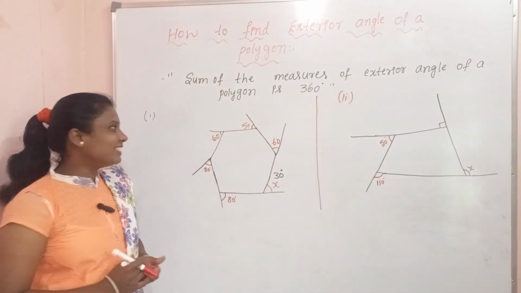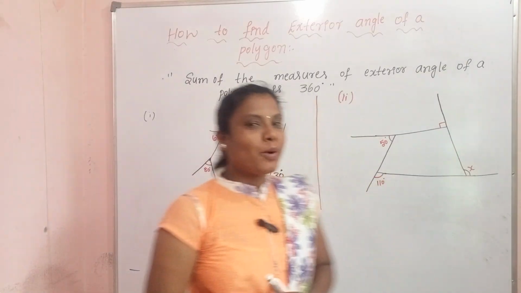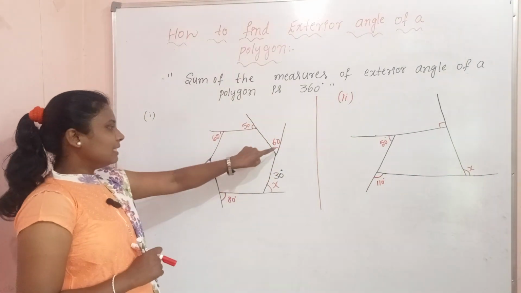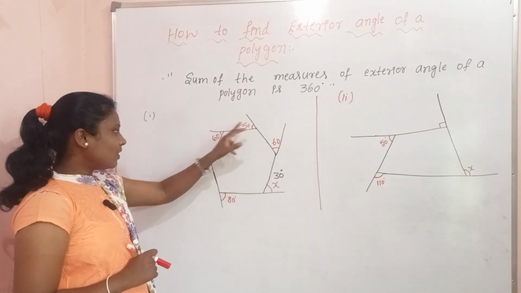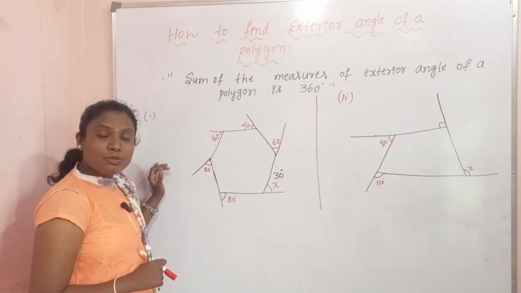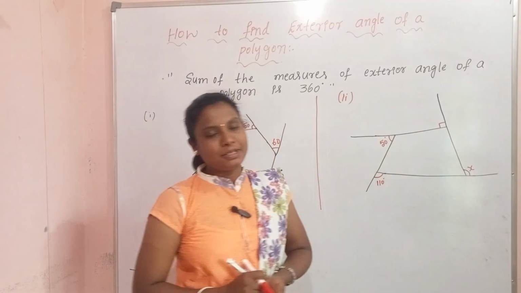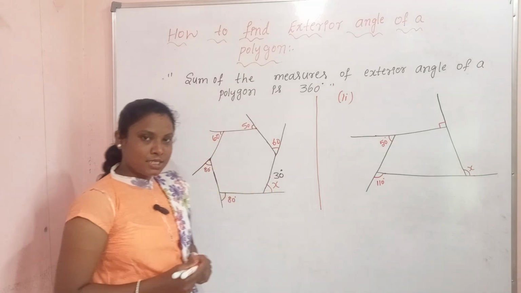In this class we are going to learn how to find the exterior angles of polygons. Here they have given us some shapes. These are all exterior angles because they are on the outside of the shapes. Here also, some exterior angles are present outside of the shapes.